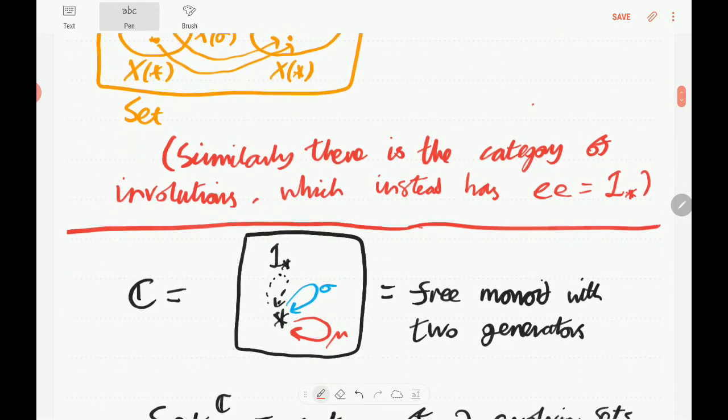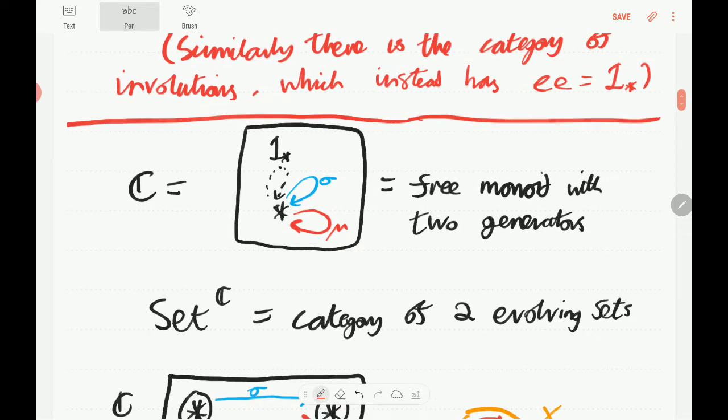Okay, so other things then. This is rather an interesting category here. The free monoid with two generators.